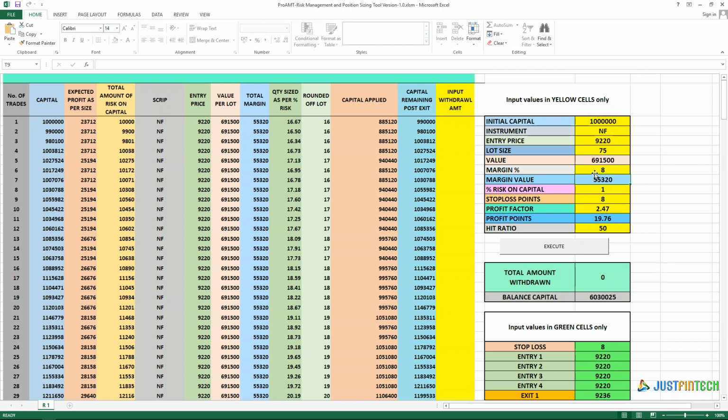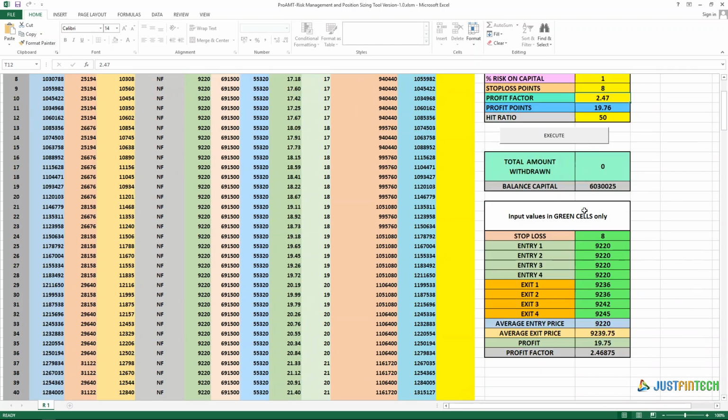So this is 8% margin value, which is the span plus exposure margin. So your margin value would be 55,320 if you enter at 9,220, whether long or short. This is the risk you want to take. You can input any number of what risk you want to take. This is my stop loss points, the stop loss I want to put on that trade, and this is the profit factor. Now, how did I get this profit factor?